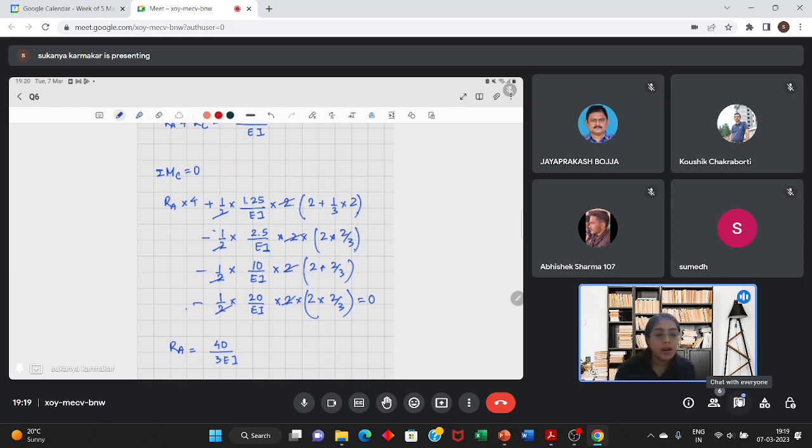So here, please calculate the value of RA and tell me what should be its value. Is the value 40 by 3 EI correct?